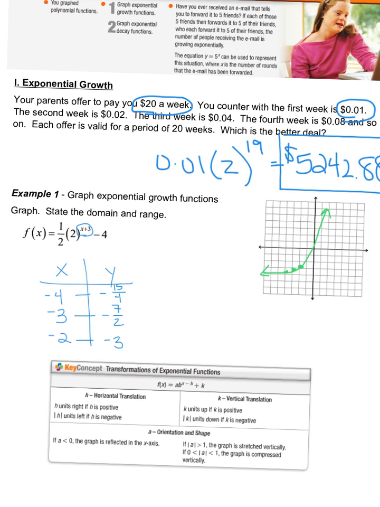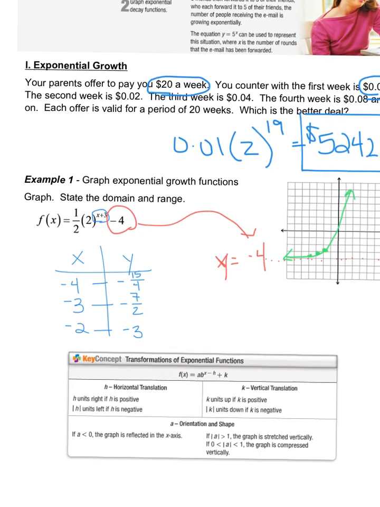One thing we do want to point out with exponential growth curves is there is always going to be a horizontal asymptote. Okay. And if you look at our graph, where is it kind of leveling off to? It's leveling off to y equals -4. Coincidentally, that is also our k value in the problem. All right. So this is kind of a summary of exponential functions.